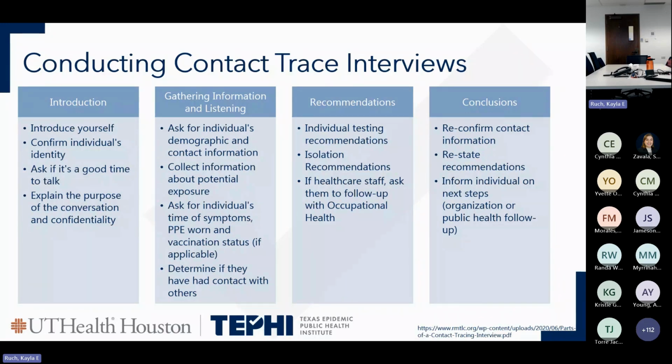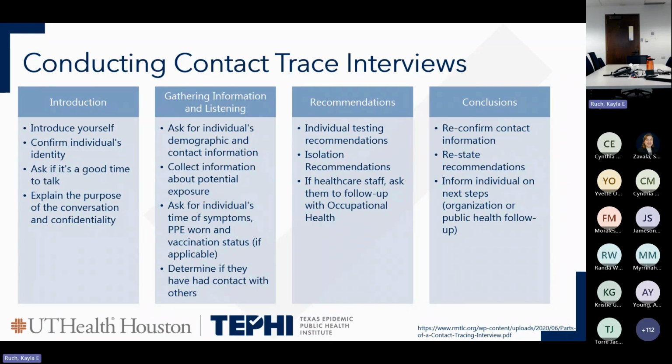So then next, you'll be gathering information and listening. You'll ask about the individual's demographics, contact information, all the things on the screen. So you'll ask them their name, their date of birth. You want to collect a good callback number, in case you need to get more information from them. That is always key, getting a callback number.